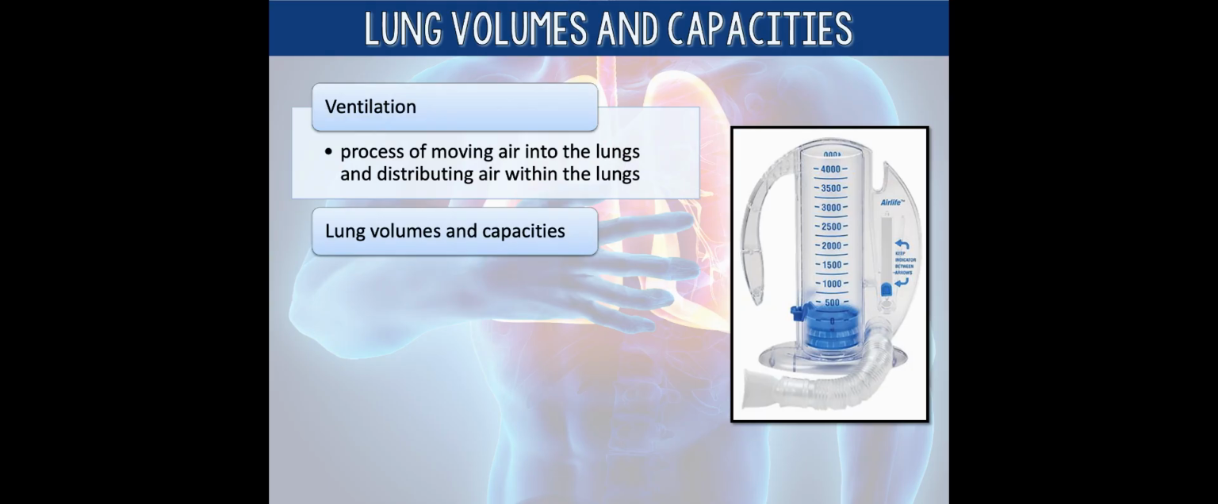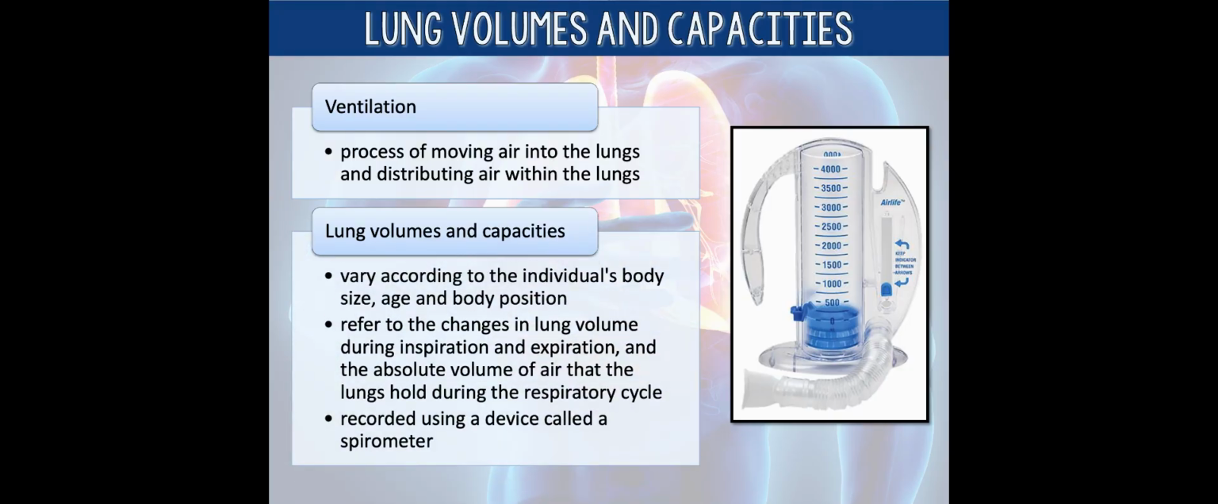So ventilation is the process of moving air into the lungs and distributing air within the lungs. We have measures of ventilation, and there are lung volumes and lung capacities, and those numbers vary according to each person. It also depends on your age, and your body position can change your lung volumes and capacities, and we'll talk about that also. Testing of pulmonary function, you measure these volumes and capacities. This is an incentive spirometer that you're looking at, and if you have not learned how to use this yet, you will.